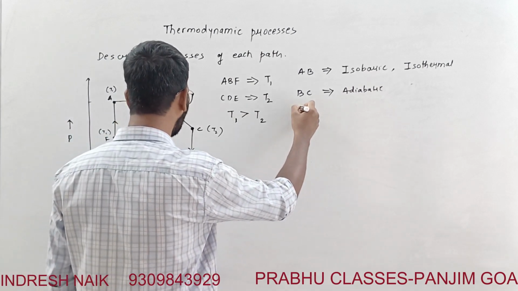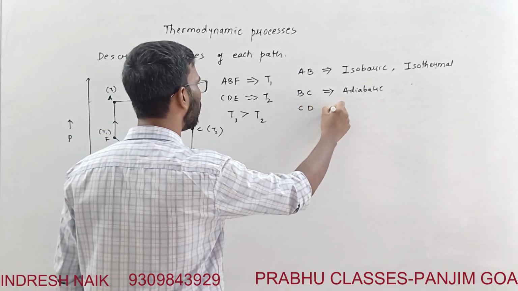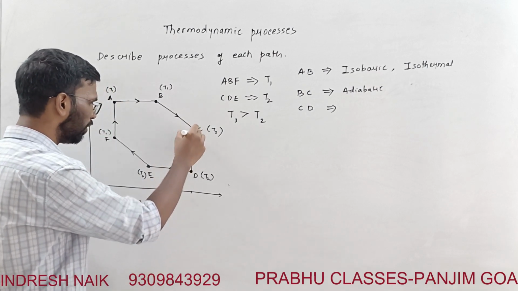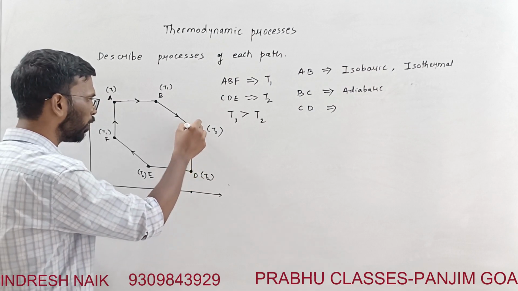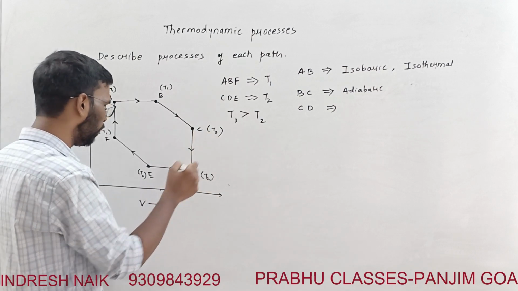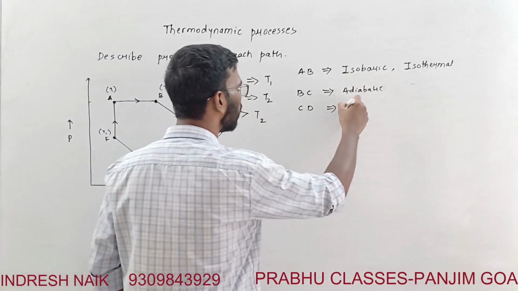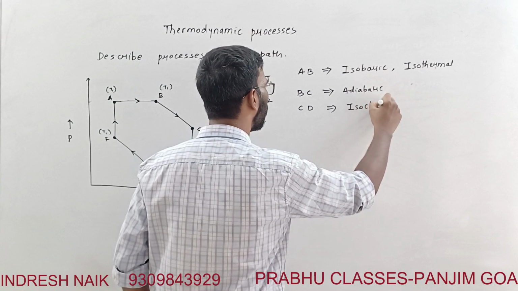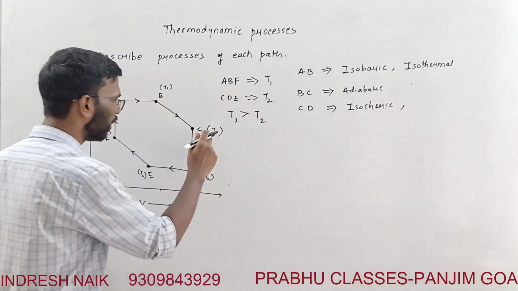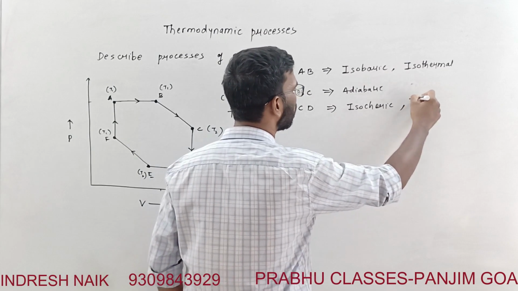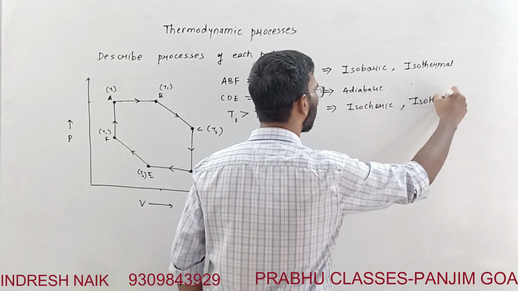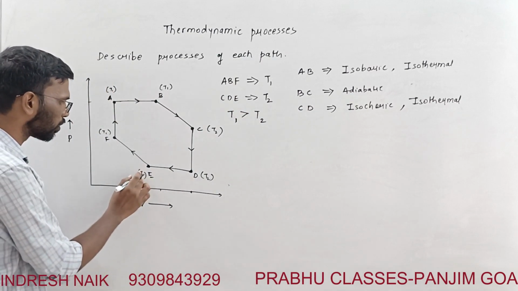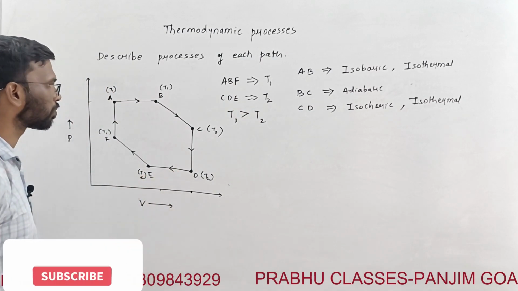Then from C to D, the process CD. This is the volume, and for this point, this is the volume. What is changing from here to here? Pressure is changing. Only volume is not changing. So this is an isochoric process. And the T2 and T2 temperature is also the same, so this is also isothermal.